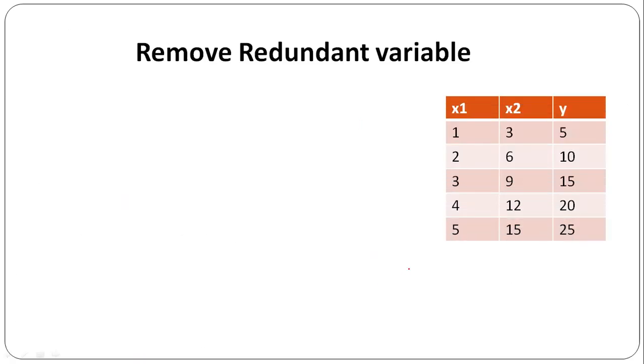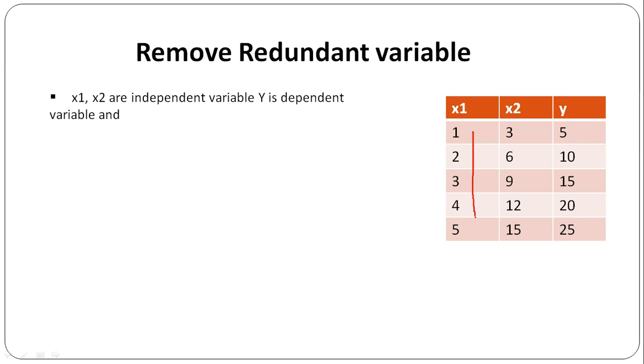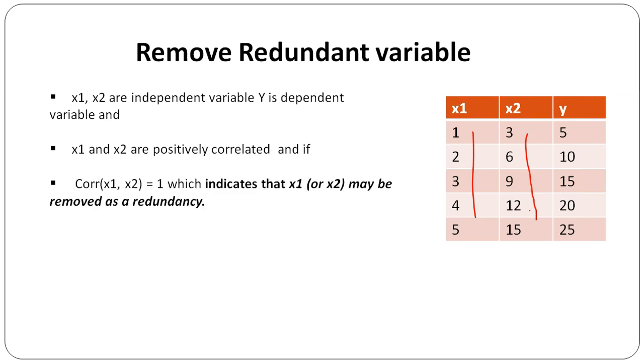Let us understand this with a simple data set. x1 and x2 are independent variables and y is the dependent variable. By examining this data, we can clearly understand that if x1 increases, the value of x2 also increases. Therefore, we can say x1 and x2 are positively correlated. Correlation of x1 and x2 is equal to 1. This will indicate that x1 or x2 may be removed as redundancy.